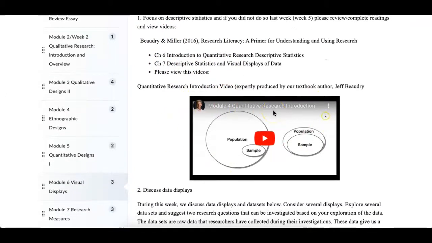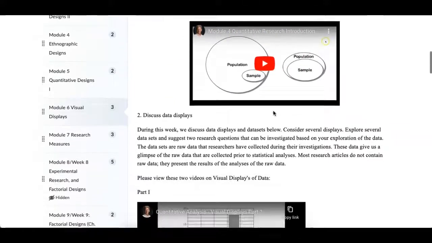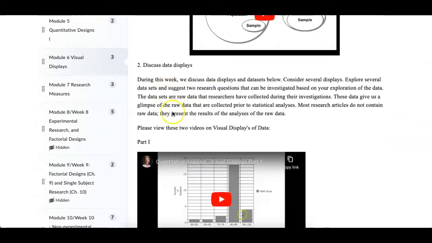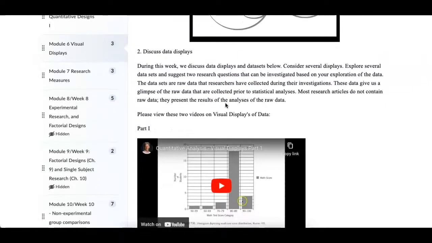Quantitative Research Introduction by Jeff Beaudry. During the week, we will be really discussing data displays and data sets. So once again, that's looking at visual displays of a data set and kind of looking at the story that it's telling us. And in next week, not this week, but next week, there's actually an assignment that I will, once again, walk you through next week. But now that I've made the materials available for week number 7, you can take a look at it.